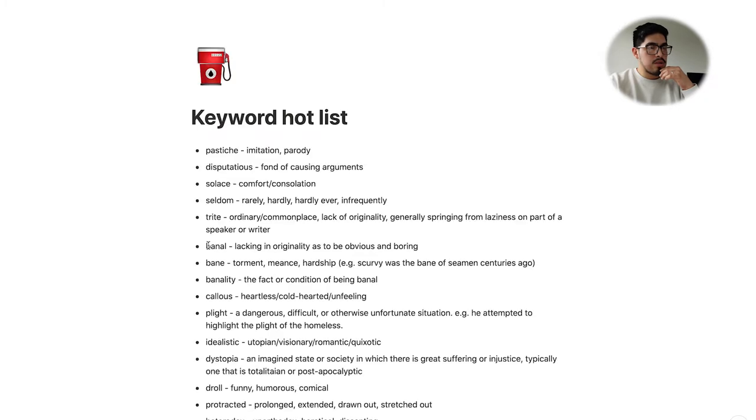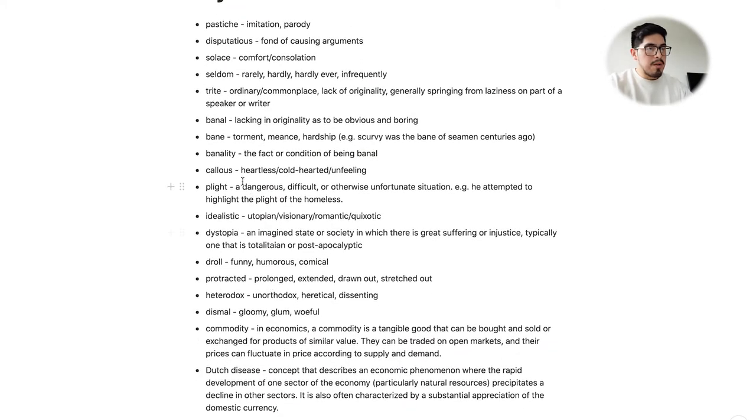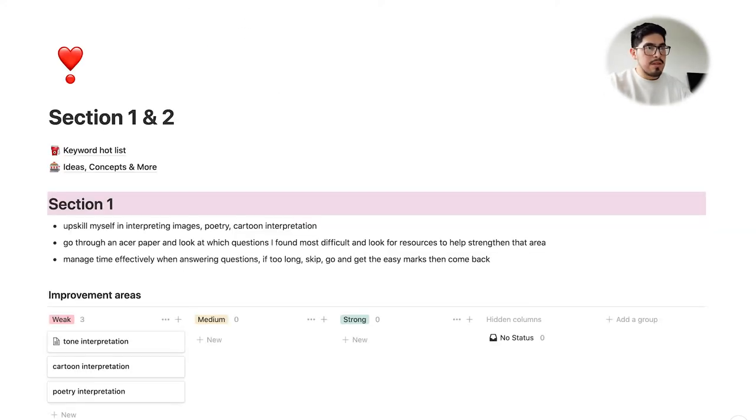Keyword hot lists, or some keywords that I knew would come up specifically in the poems and in the S1 questions. So just so I could remember, like banality or bane and trite, seldom, solace, all of these words come up, and sometimes, you know, it could mean the difference between getting the point or not.